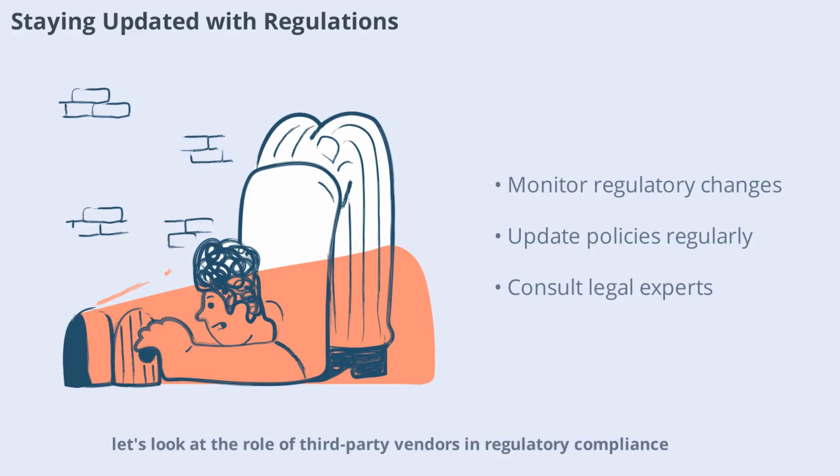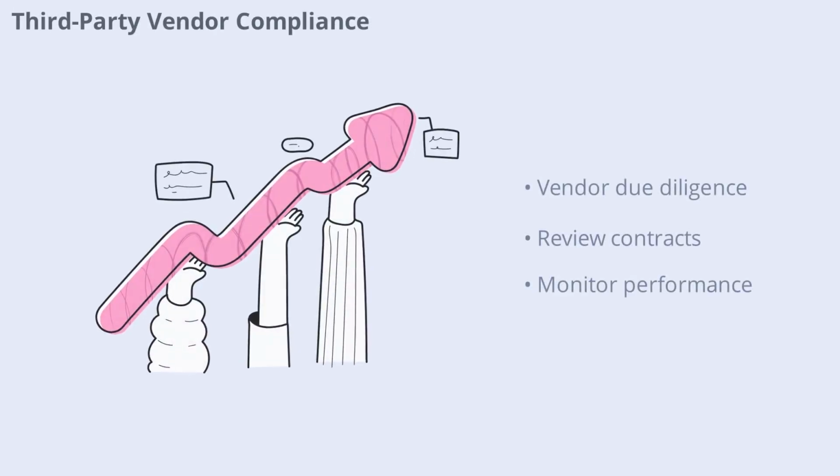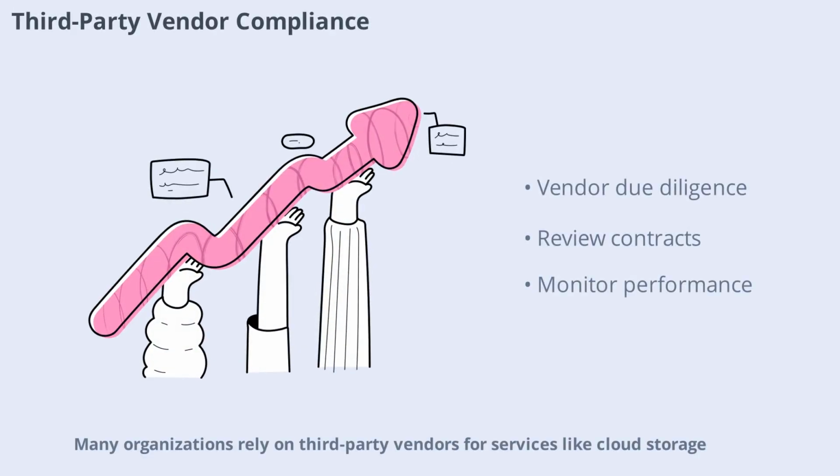Next, let's look at the role of third-party vendors in regulatory compliance. Many organizations rely on third-party vendors for services like cloud storage, payment processing, or IT support. Regulations often require companies to ensure that their vendors also comply with cybersecurity standards. This means conducting due diligence, reviewing contracts, and monitoring vendor performance. Failing to manage third-party risks can lead to regulatory violations and security breaches. By working closely with vendors, organizations can strengthen their security and maintain compliance.